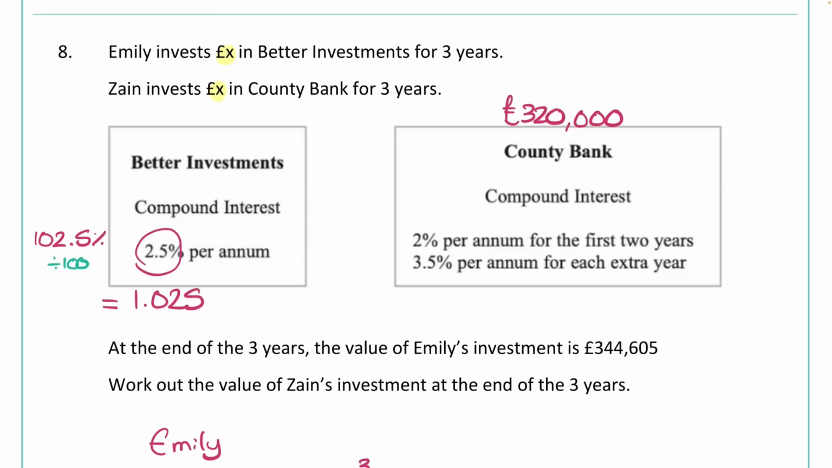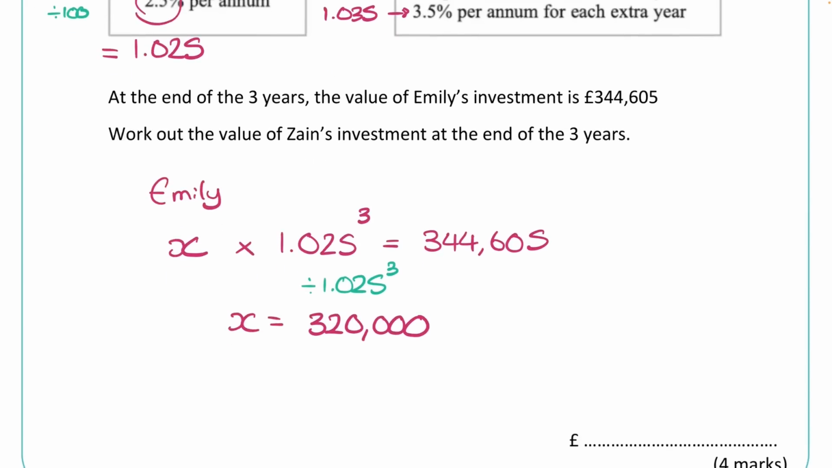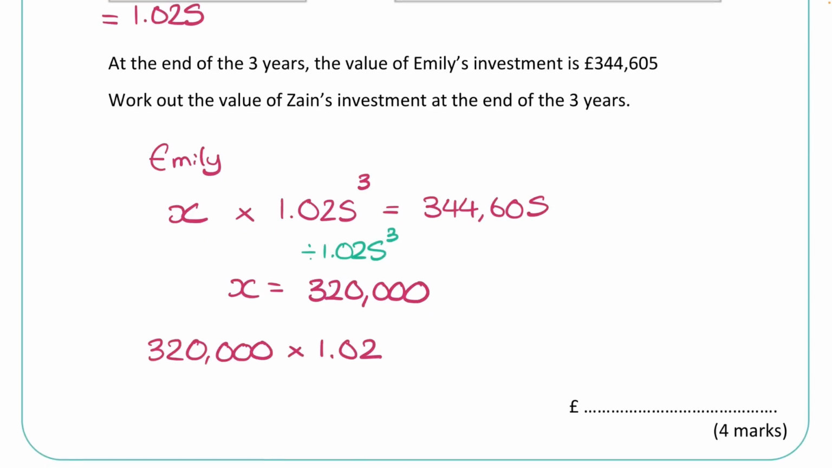So in this bank, you get 2% interest for the first 2 years and then 3.5% per annum for each extra year. So we want to know the multipliers again. So for 2%, we'd use 1.02, and for 3.5%, we'd use 1.035. And again, you can use the method that we spoke about on the left to get those multipliers. So in this bank, you get 2% for the first 2 years. So we do 320,000 times by 1.02, which will get us our 2%. That's for 2 years, so squared.